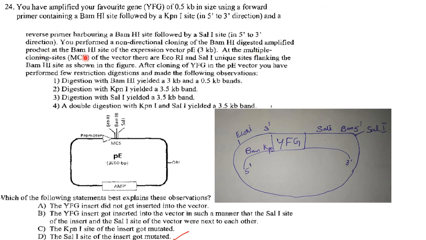At the multiple cloning site of the vector, there are EcoR1 and SAL1 unique sites flanking the BAMH1 site, as shown in the figure. See here, EcoR1 and SAL1 flanking BAMH1. After cloning of YFG in the PE vector, you have performed a few restriction digestions and made the following observation.